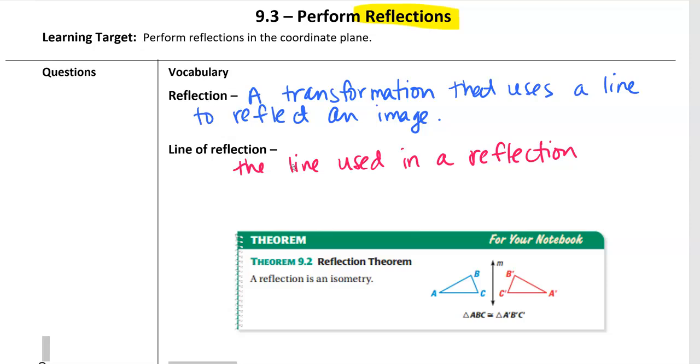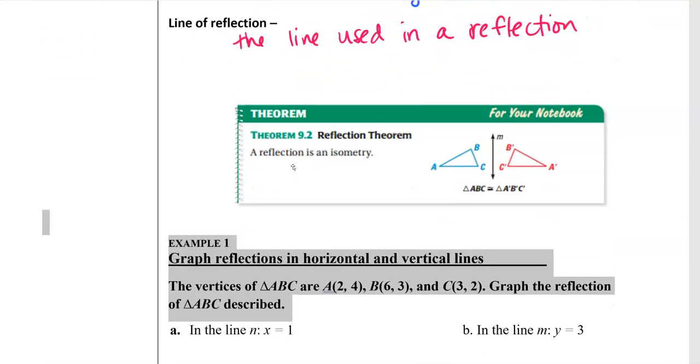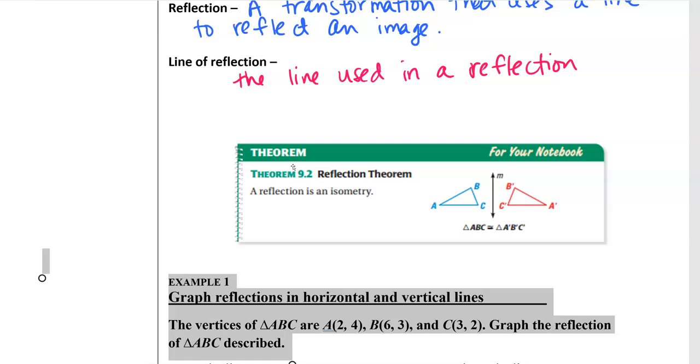There is also a theorem similar to one we saw yesterday called the reflection theorem, and it states that a reflection is an isometry. Remember, isometry means it preserves congruence. So if it starts as a triangle, it ends as a triangle. It's the same shape. It doesn't get larger or smaller. You can see in this diagram, M is the line of reflection. Can you see how A reflected over lands over here?